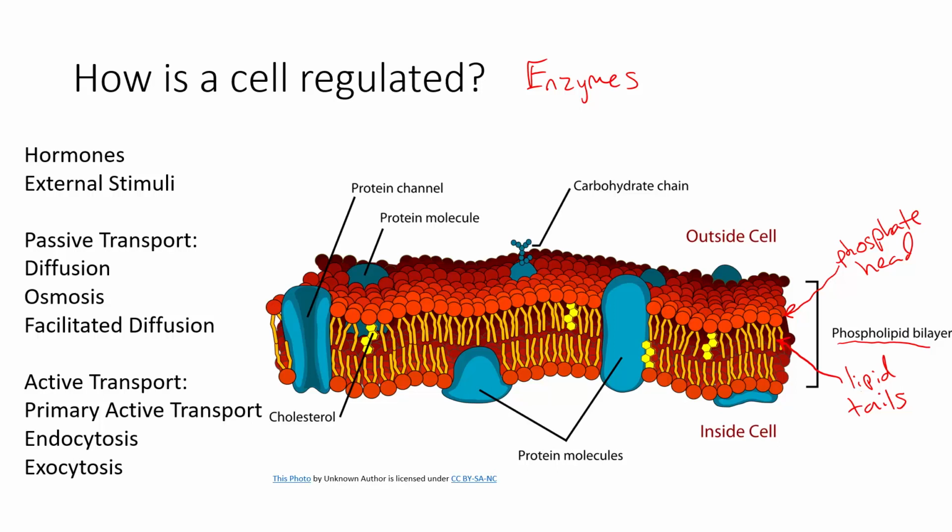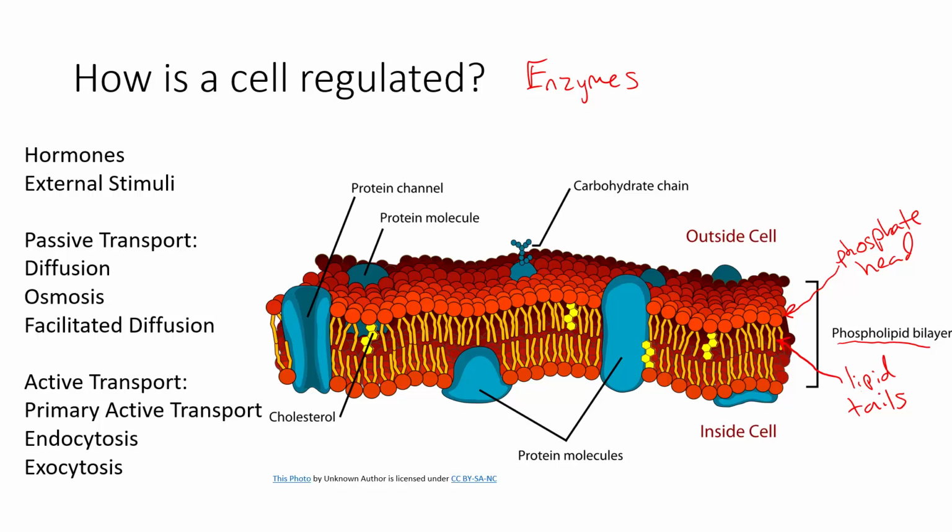Other examples of why you would need energy is if you're going to move something big. So if you're going to bring something big into the cell to digest it using those lysosomes that we talked about, to break it down into smaller pieces, that is called endocytosis. Endo means inside, so endocytosis is the movement of a large substance into the cell. Exocytosis, exo is talking about outside. Exocytosis is the movement of a large substance outside of the cell.